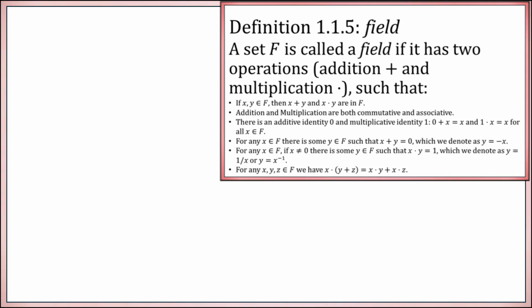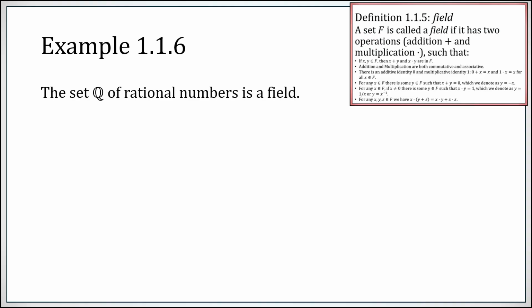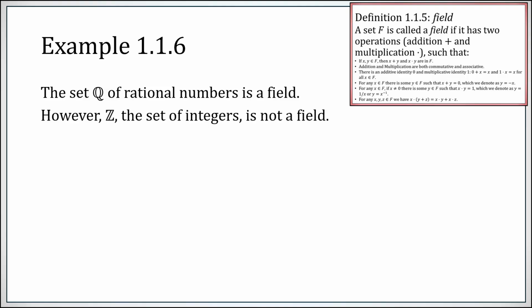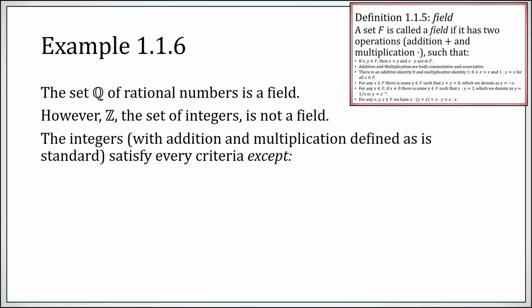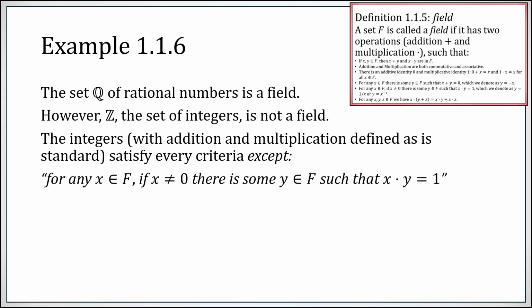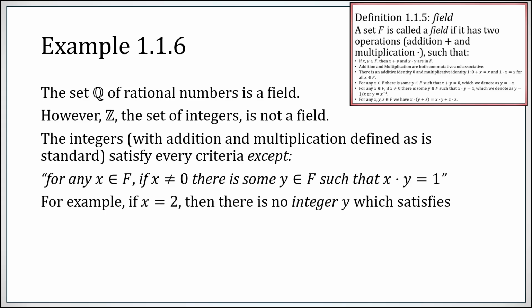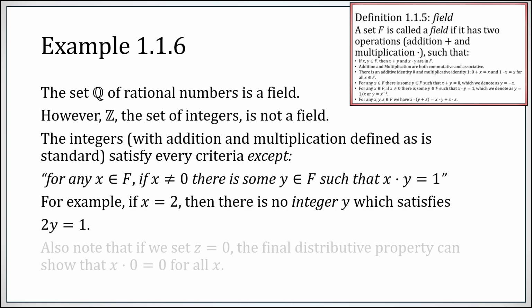So here's an example. The rational numbers, while they are not complete, they are a field. The set of integers, however, are not. So the integers, with addition and multiplication defined as we always do, satisfy all of these conditions except there are not necessarily multiplicative inverses in the integers. For example, 2 is an integer, but there is no integer that you can multiply by 2 to get 1. I'm not saying there isn't a number, it's just not an integer. So the set of integers is not a field. It is a ring, but that's a whole separate thing.